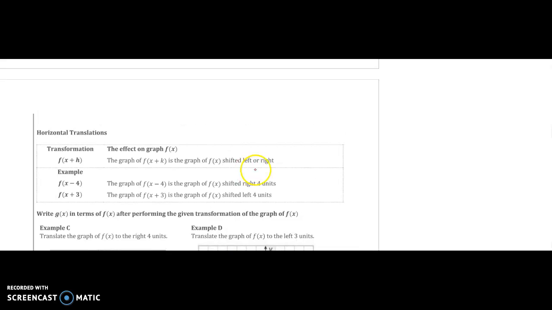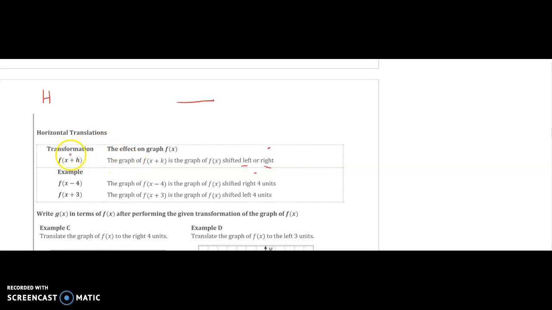Next, we have horizontal translations, and horizontal translations are shifted to the left or right. And I always remember that horizontal means left or right, because if you look at the capital H, it's like a ladder. So the step that you step on in the ladder is a flat line to the left and right. So a horizontal line is a line that's just flat like that.